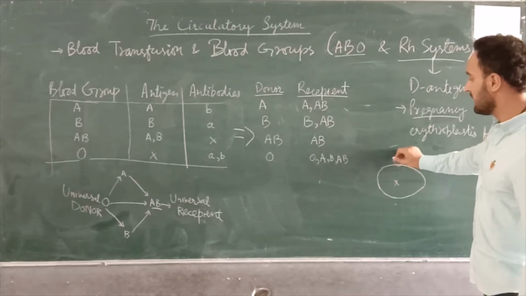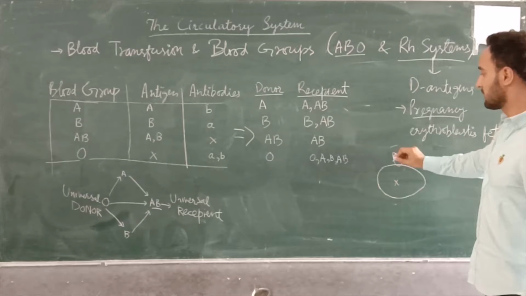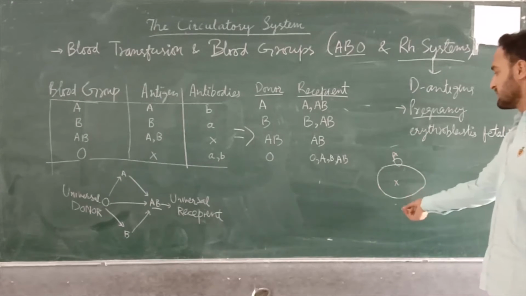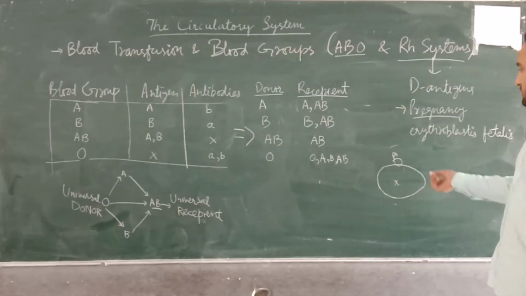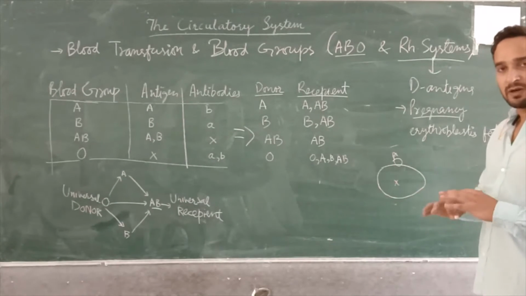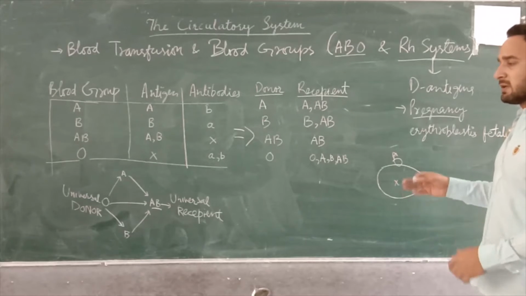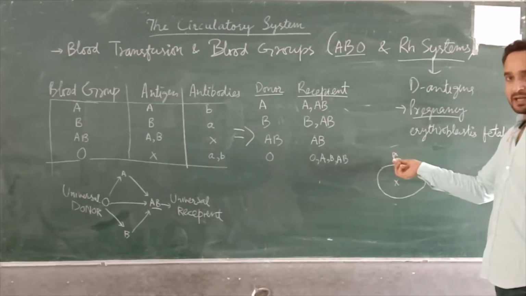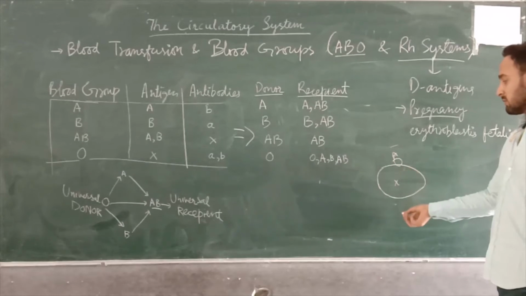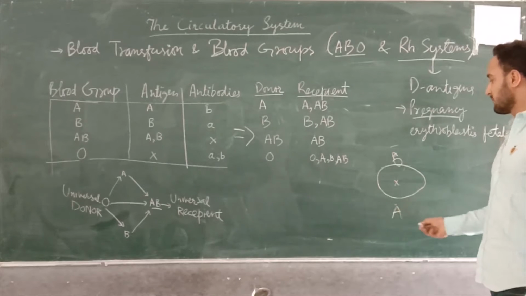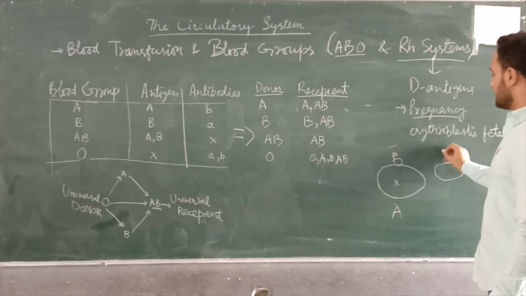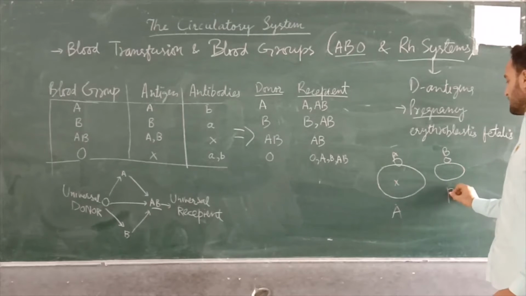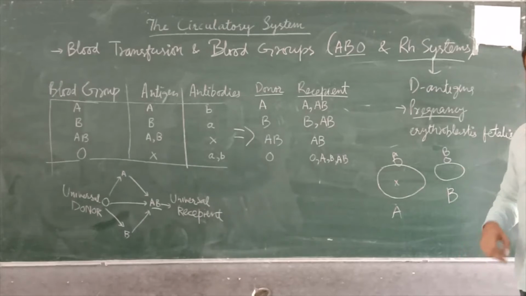If there is antigen A present on the surface of RBCs, the blood group of this person is A. This is RBC, red blood cell, right? So if there are certain antigens present on the surface of RBCs, they designate the blood groups. So suppose this is antigen A present on the surface of RBCs, the blood group of this person is A. And suppose there is antigen B present on the surface of RBC, the blood group is B.